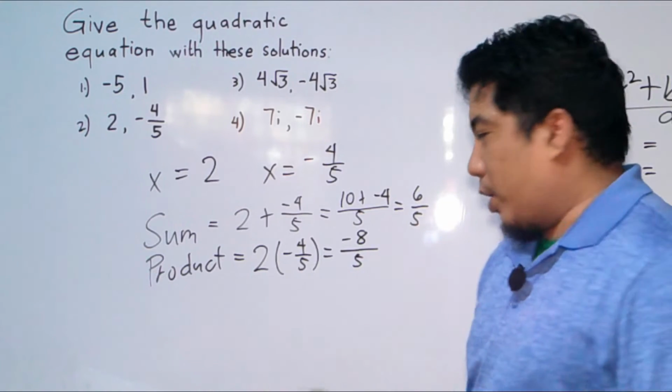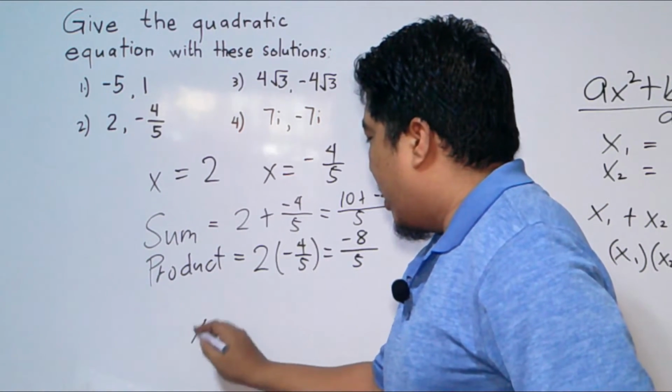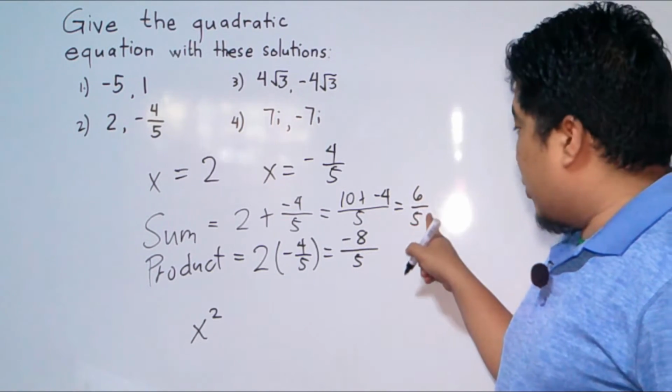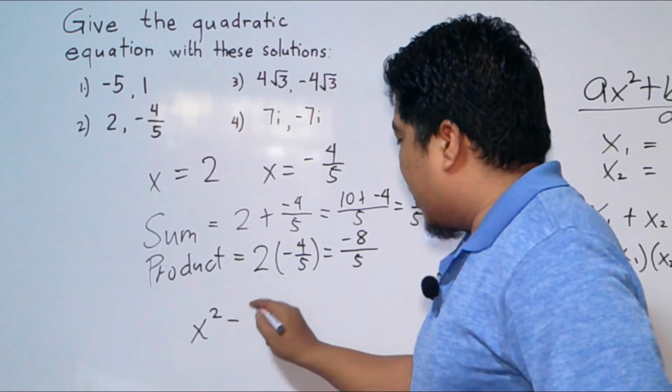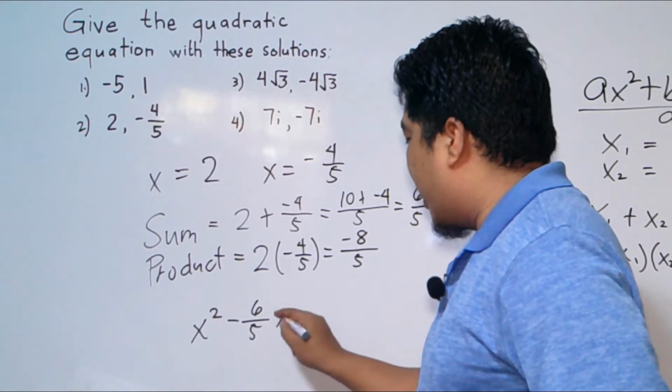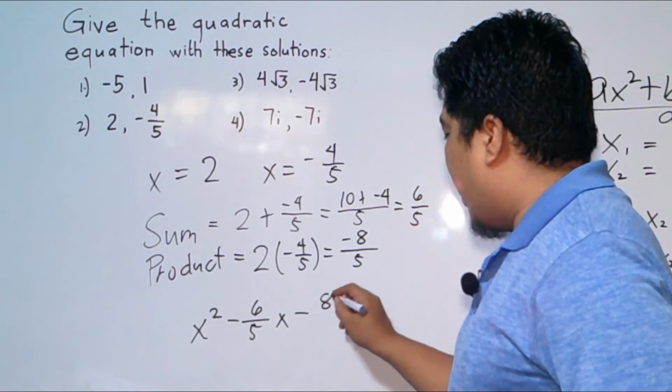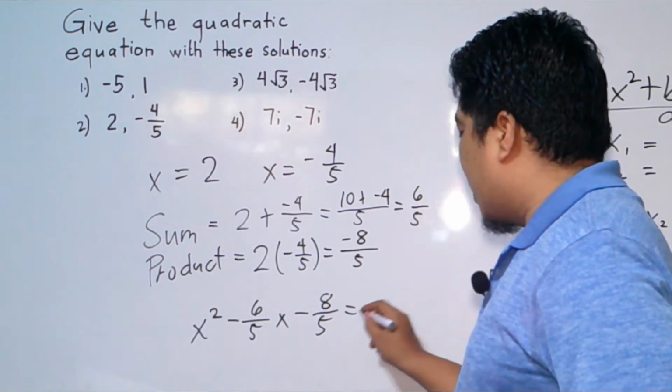Now let's make our equation. X squared. This one is our b, so that is the opposite. So negative 6 over 5x. Then this one is our c. So that is negative 8 over 5 is equal to 0.